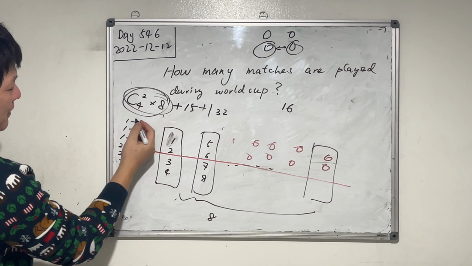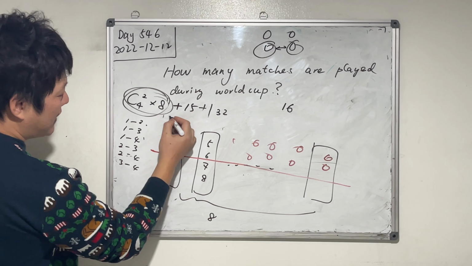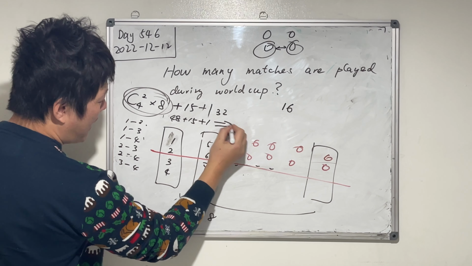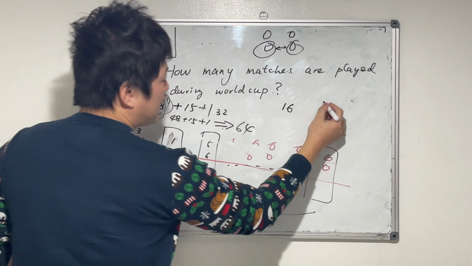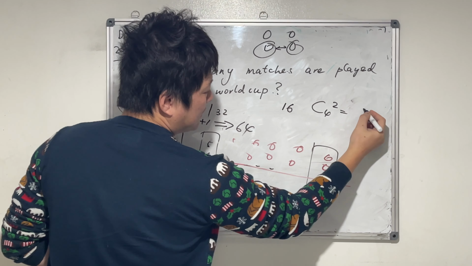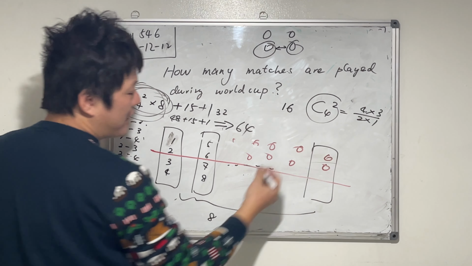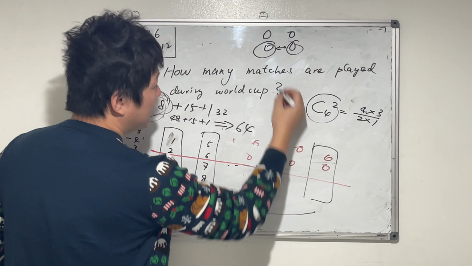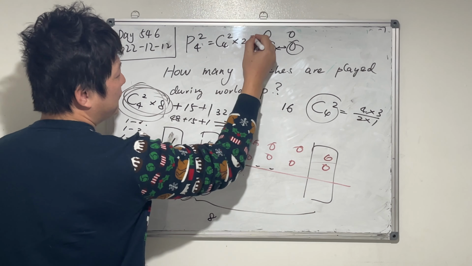So how do we get this number? 4 apples picking 2 apples, right? 6, right? So 6 times 8, 48, plus 15 plus 1. That becomes 64. Okay, let's review this. C(4,2) equals 4 times 3 divided by 2 times 1, right? Combination is without considering the order, but permutation P(4,2) is equal to C(4,2) times 2 factorial, right?